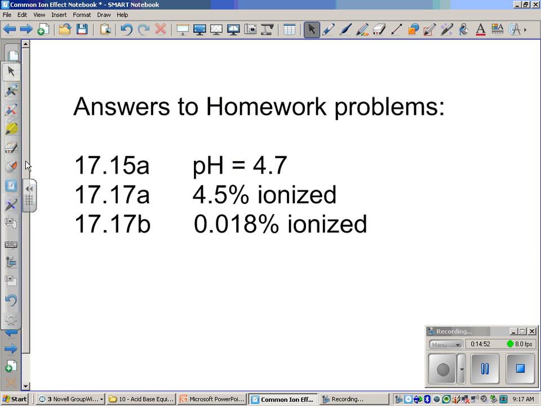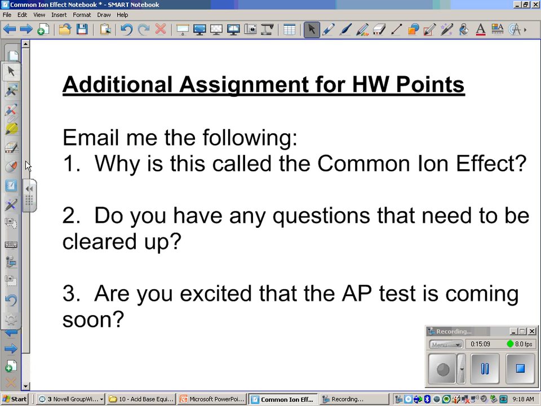Two of them are asking you to figure out the percent ionization, and I have that equation written on your homework sheet. It's just whatever your x is divided by the initial molarity of the acid itself. So you're going to divide that and then multiply by 100. It'll tell you how much of it actually ionized. So that's your answers to your homework problems.